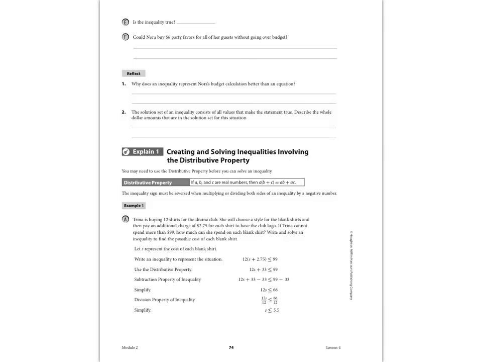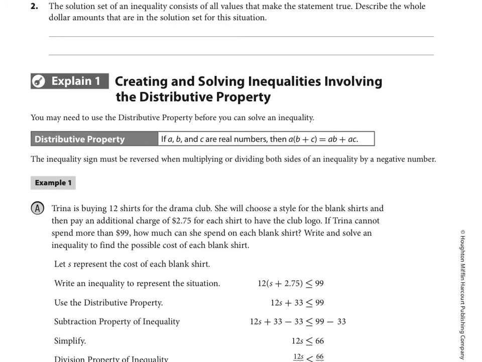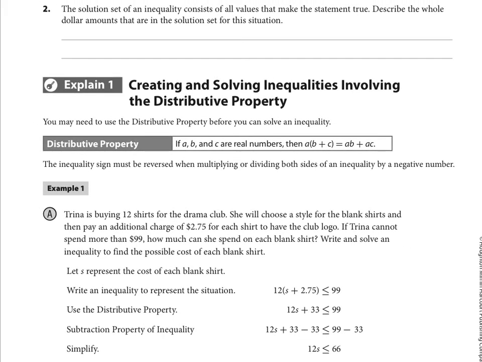Before we go on to page 75, I do want to mention that the main difference between an inequality and an equation is this statement right here underneath the distributive property box: making sure that the inequality sign is flipped or reversed when you're multiplying or dividing both sides by a negative number. So that inequality sign will flip when that happens.